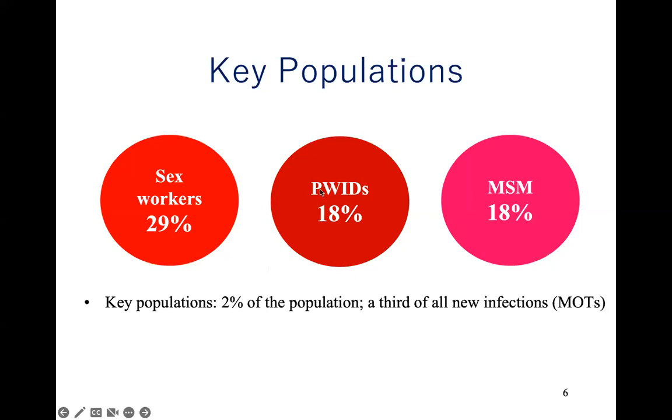And these key populations, in as much as they might seem to be small proportions of our national population, they actually account for about a third, 30% of the HIV infections, while they are only 2% of the population. So you can see that they are major drivers of the HIV transmissions in our communities.